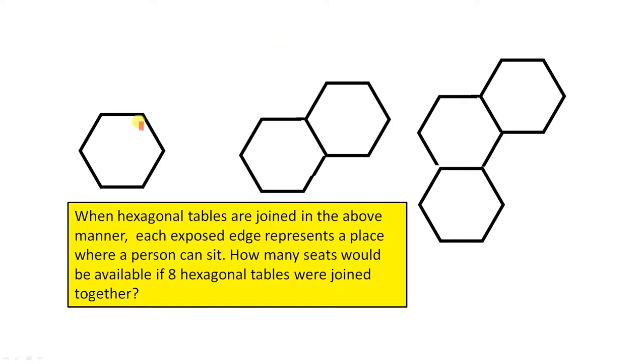So here we see a single hexagon. Here we've got 2 hexagons joined together using that edge. And here we add an extra hexagon. So if we keep doing that all the way down and have 8 hexagons altogether, how many seats would there be? Now if you want to solve this, you can pause the video now and see how you go. I'm going to now move on to the solution. Now here's your chance to pause the video.